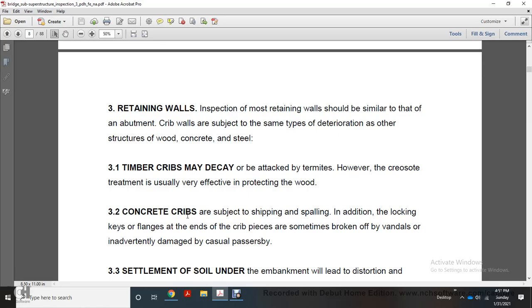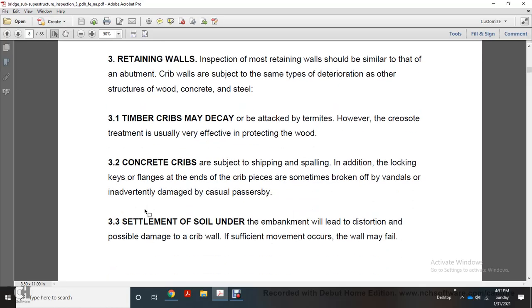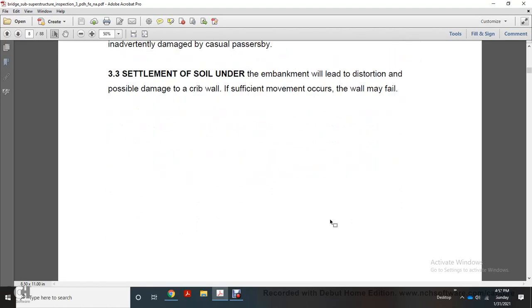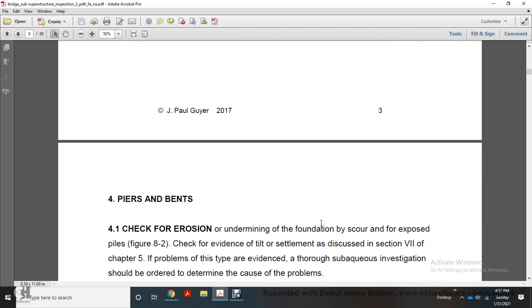In addition, with the locking of the keys and flange ends of the cribs, pieces are sometimes broken off by vandals or inadvertently damaged by casual passersby. Settlement of soil under the embankment will lead to distortion and possible damage to the crib wall, and if sufficient movement occurs, they may fall.